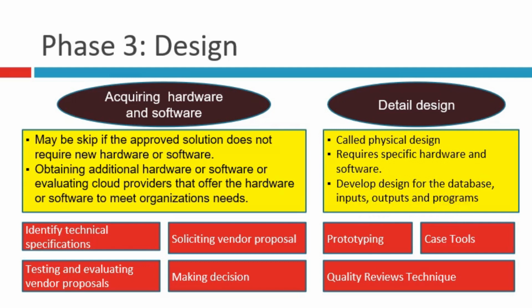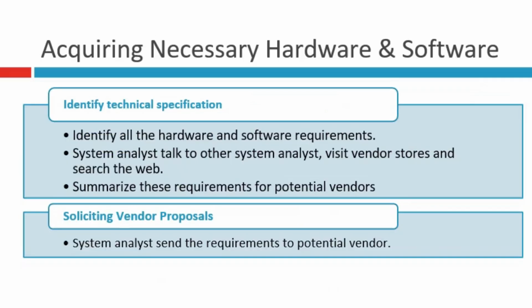Let's go through the first activity, acquiring hardware and software. The first step is to identify technical specs. Identify all the hardware and software requirements. The system analyst will identify all the hardware and software which are required in order for you to design and develop the system.